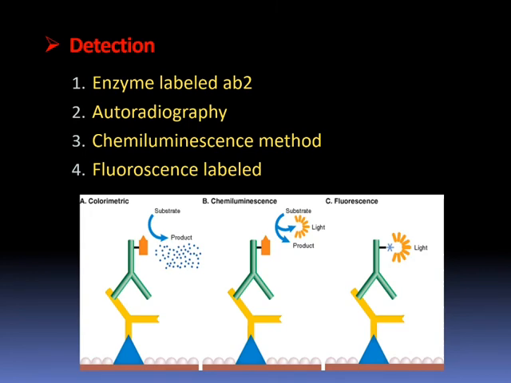There are many detection methods, and I am going to discuss only the important ones here. The enzyme-labeled antibody and autoradiography we have seen in the first two. The chemiluminescent method can also be used, as can a fluorescence label. Whichever is easy to diagnose can be used.